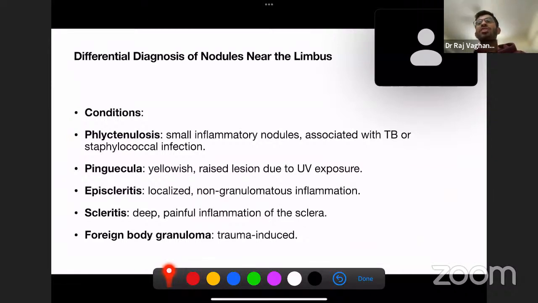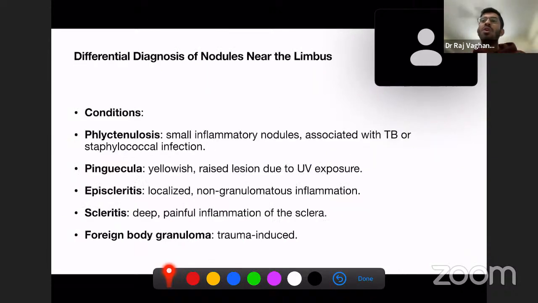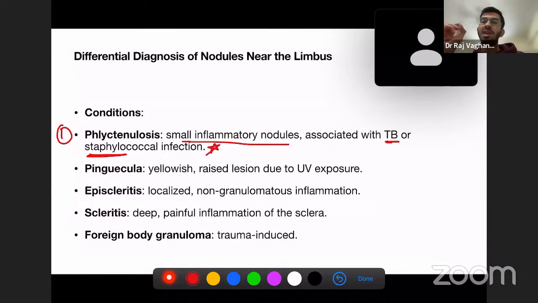Now, what are the differential diagnoses of nodules near the limbus? Limbus is this area. So what are the differential diagnoses of nodules over the limbus? There can be phlyctenulosis, small inflammatory nodules associated with TB or staph infection. If there are nodules associated with TB or staph infection, then it is known as phlyctenulosis.